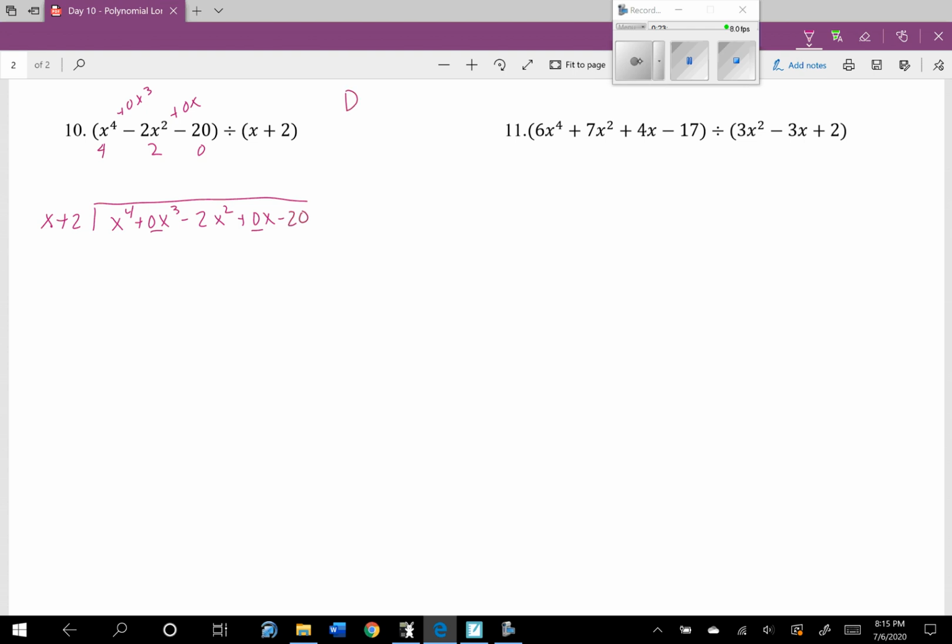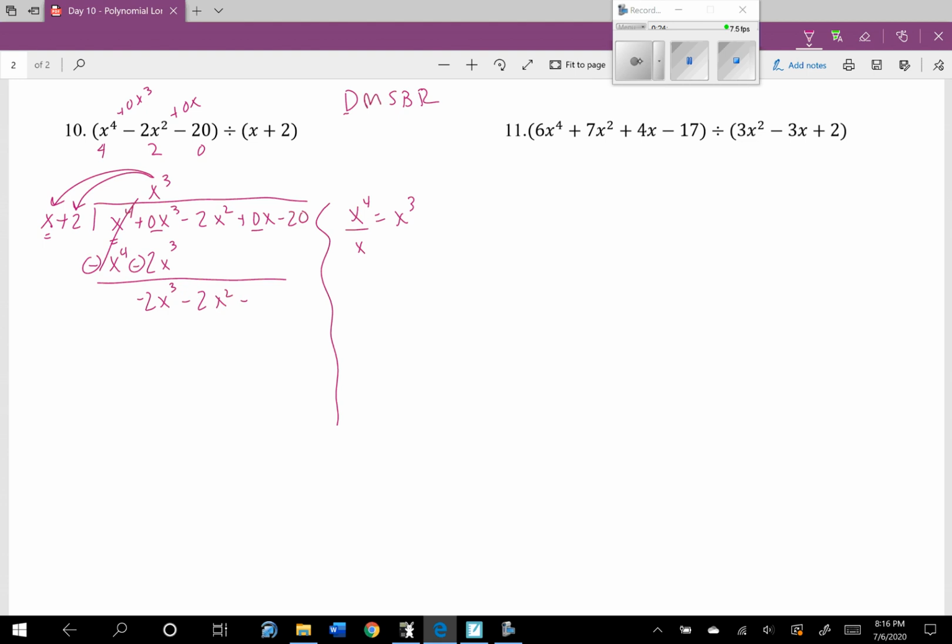So D, M, S, B, R to remind me of the steps. So do my work off to the side. D stands for divide, my first term. So x to the 4th divided by x. And that gives me x cubed. To line this up with the cubic terms, that's why we need that 0 placeholder there, so we have a spot to put this. So x cubed, then we're doing M, is being multiplied. So this is x to the 4th, and then that would be 2x cubed. S stands for subtract. Those cancel out. Negative 2x cubed, and B stands for bring down, so minus 2x squared plus 0x minus 20.